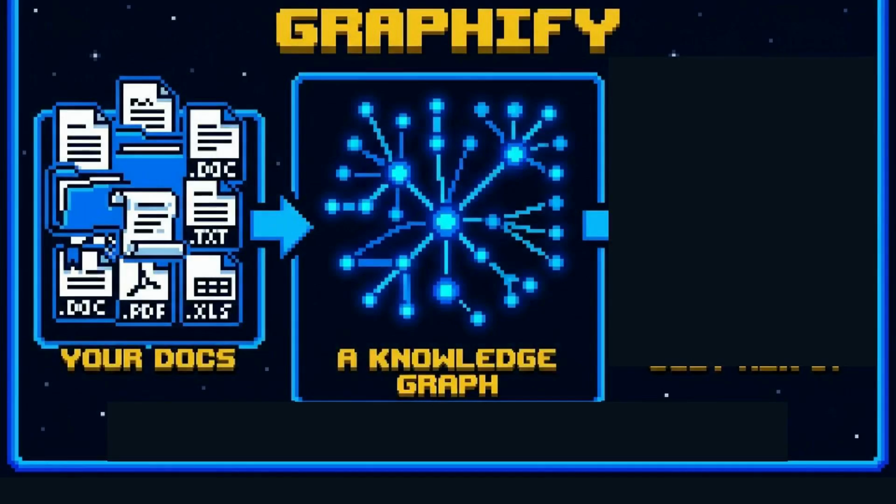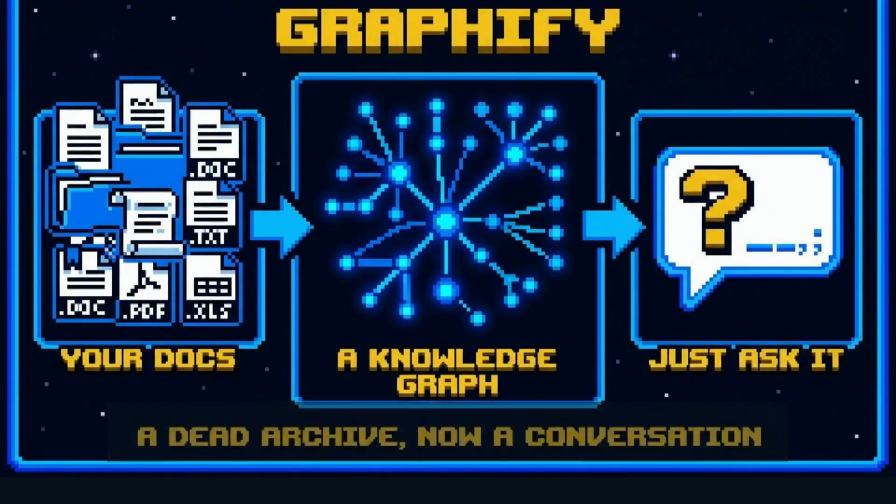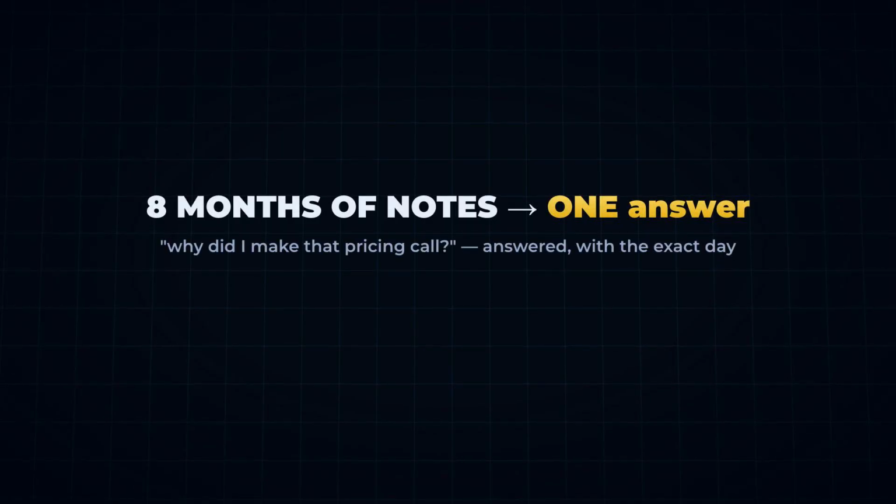The moment that sold me on it, I pointed Graphify at about 8 months of my own business notes, and I asked it why I'd made a particular pricing decision back in the spring. It answered in one sentence, and it linked me to the exact day I made the call. No scrolling, no searching, no trying to remember. I asked a question, and it pulled the answer straight off the map. That's the magic. It turns a dead archive, the kind of folder you never open because it's overwhelming, into something you can actually have a conversation with.